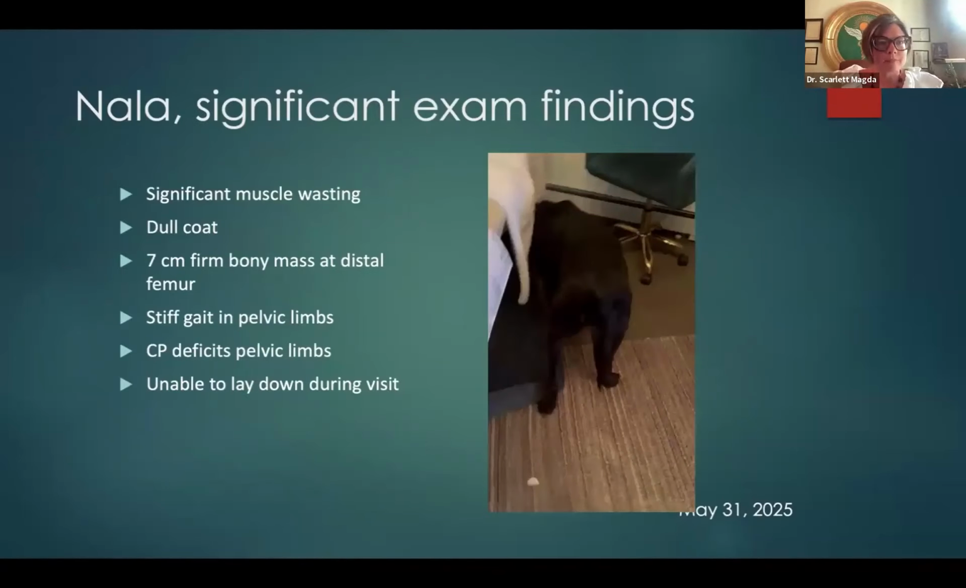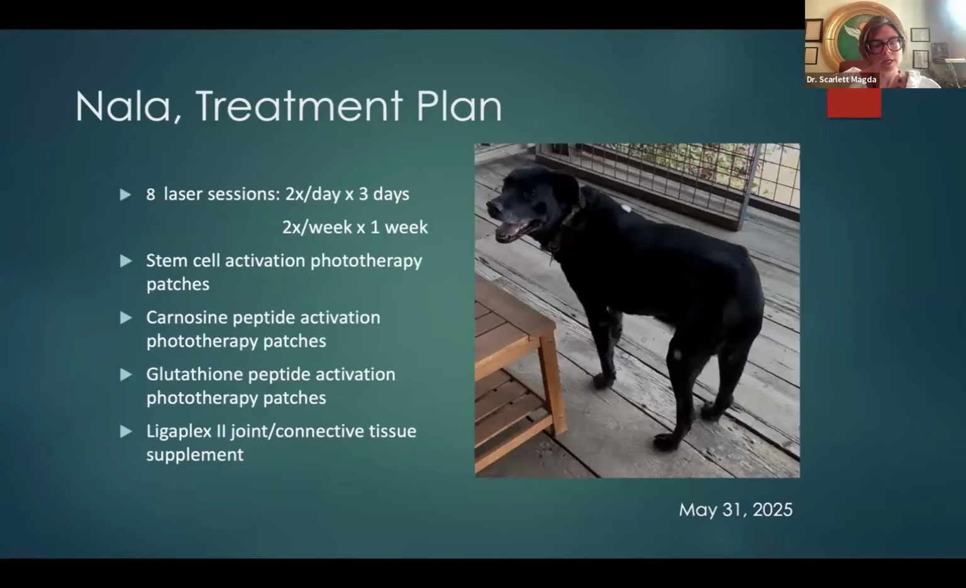And she had a stiff gait in the pelvic limbs, as you saw. When I did her neuro exam, there were CP deficits in both hind limbs, and she could not lie down during the visit. And then the Ligaplex 2 Standard Process supplement.